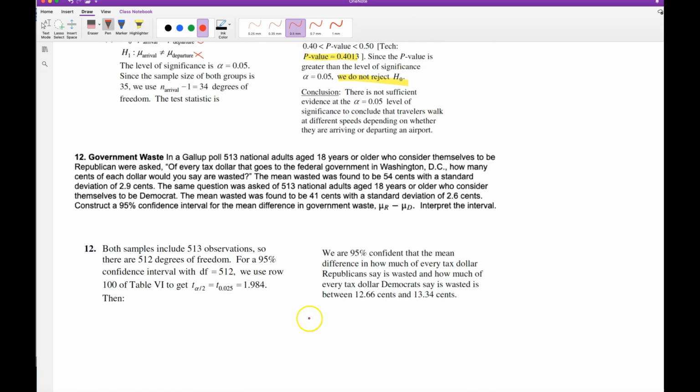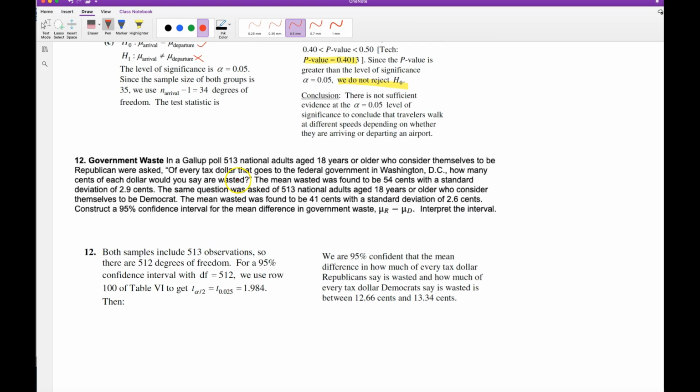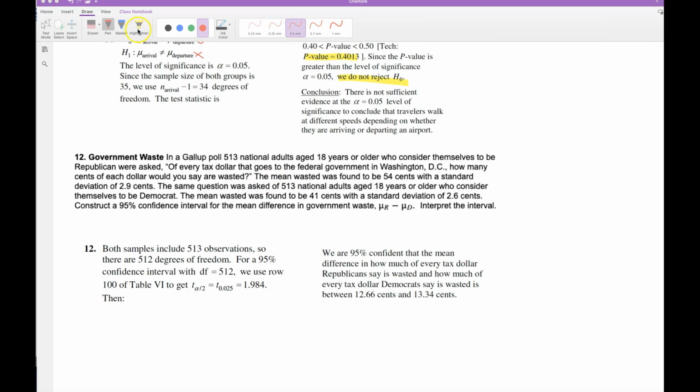Let's take a look at one more question, the last one here. We're comparing two groups, Republicans versus Democrats. Republicans say on average government wastes 54 cents, and Democrats say 41 cents, with standard deviation 2.6. The sample size is 513. Here, we specifically construct a 95% confidence interval to see if there's a difference between Republicans and Democrats.